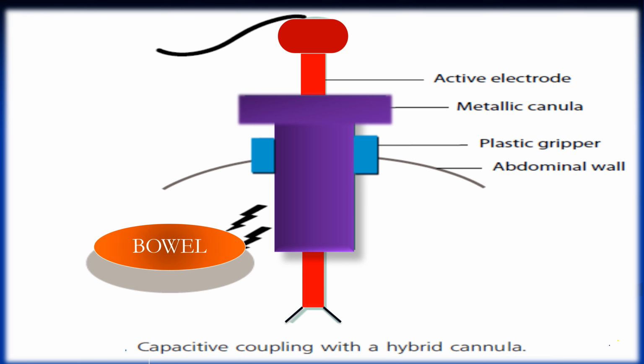This stray current or capacitive current can't escape to the anterior abdominal wall. Why? Because the plastic grabber prevents this current from escaping to the anterior abdominal wall from the metallic cannula. The stray current searches for another alternative pathway. If the metallic cannula is in contact or near the bowel, this current can escape to the bowel and cause unintended injury.